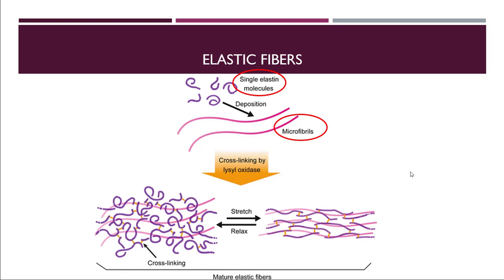So elastic fibers basically consist of elastic molecules and microfibrils. Again, they will have cross-linking in them. Again, the enzyme here is lysyl oxidase. So just keep in your mind, lysine is the amino acid that is making the cross-linking there. This is the area where you can see cross-linking when the situation is relaxed, and this is the situation when the cross-linking is there and the situation is stretched. Okay?